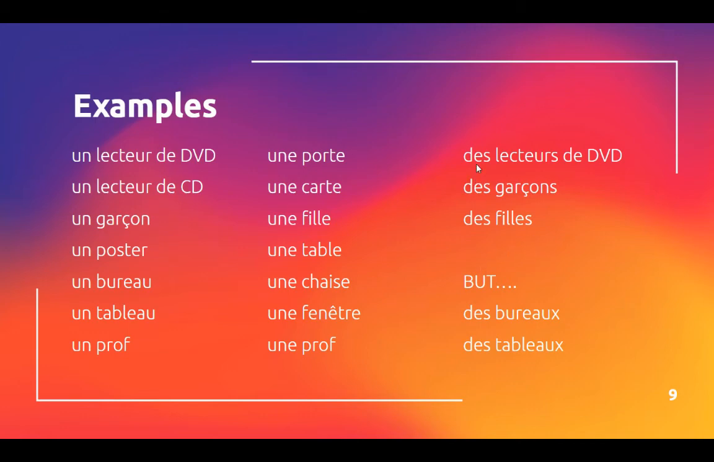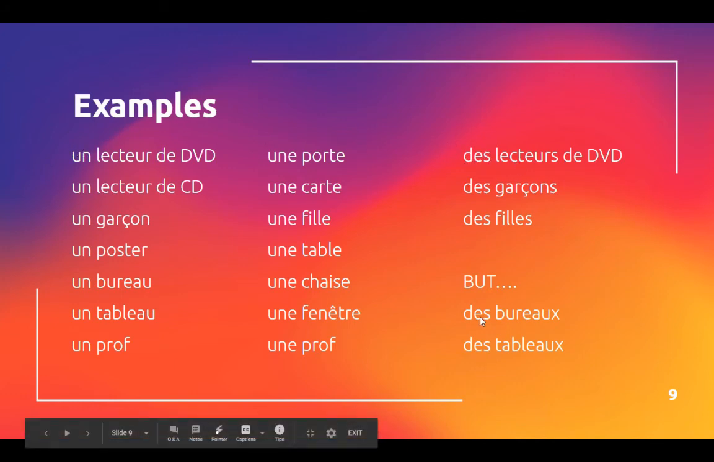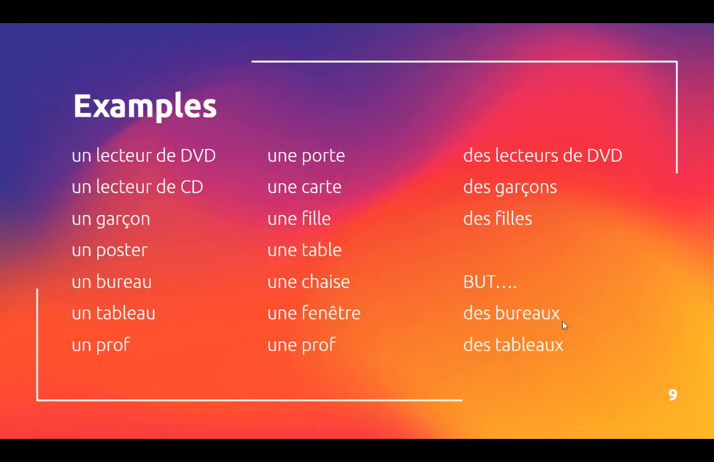That's why it's so important to know your article in case people need to know if you're saying one or more items. So this is un lecteur de DVD. This is des lecteurs de DVD. The lecteur de DVD by itself doesn't give you a lot of information, but the article in front of it, un or des, tells you if it's just one or more than one. Same thing with these. Un bureau, des bureaux. Silent X, but des is the part that's telling us how many there are.